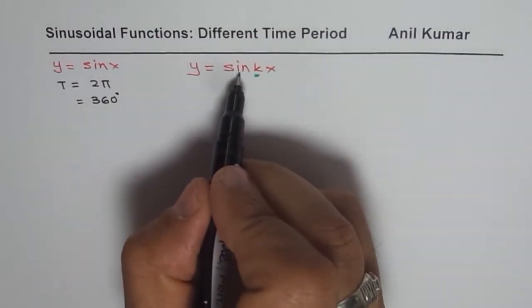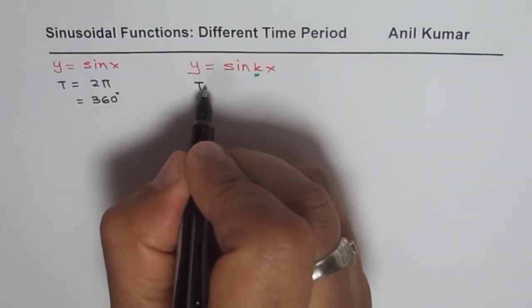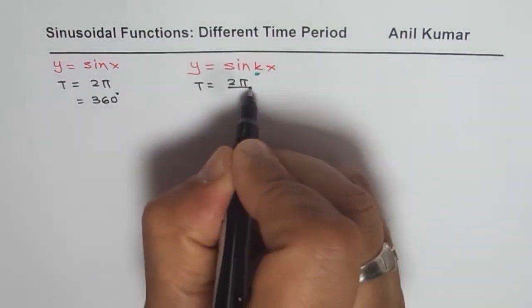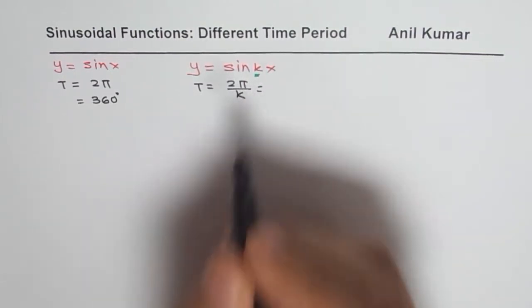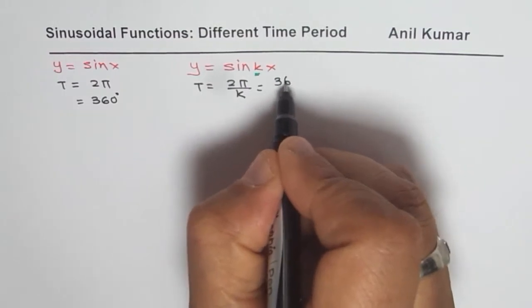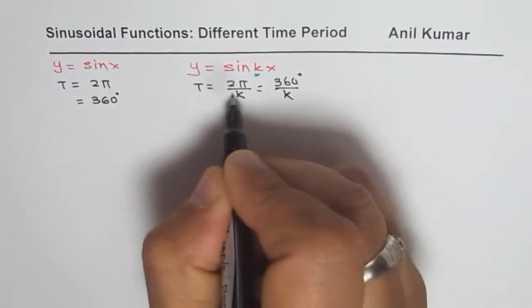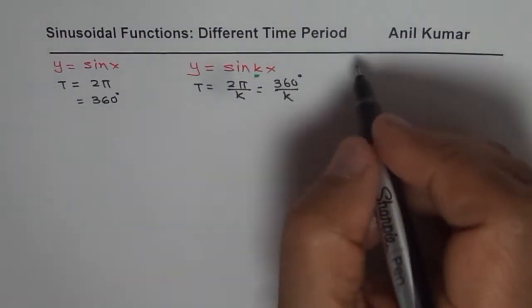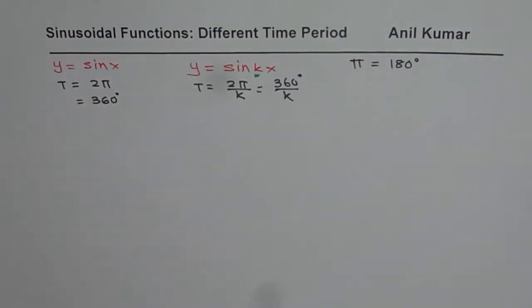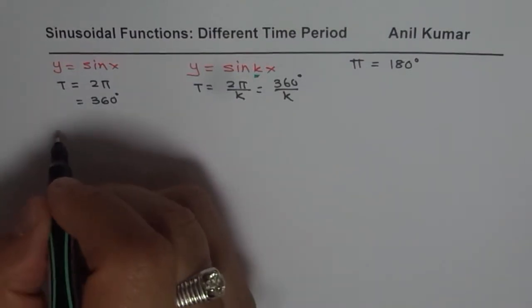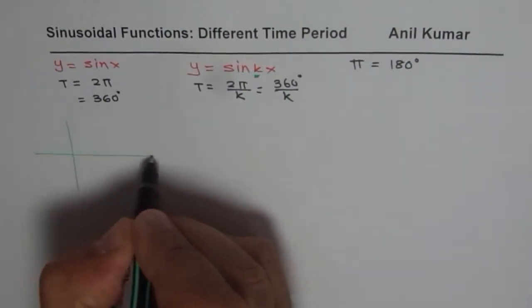However, if I have sine kx, in that case the time period is 2 pi divided by k, right? Or I could also write this using pi equals 180 degrees, so you could multiply by 180 and you get 360 degrees divided by k. Both are one and the same thing, correct? As you know, pi equals 180 degrees. That is the conversion factor, right? We'll utilize this knowledge to sketch some graphs, and also from the graph we can write down the equation, right?